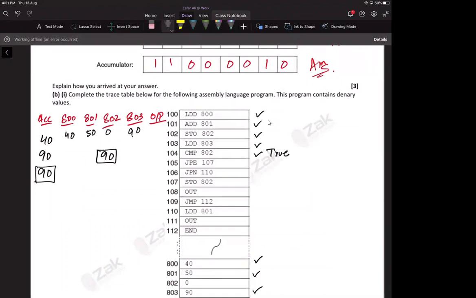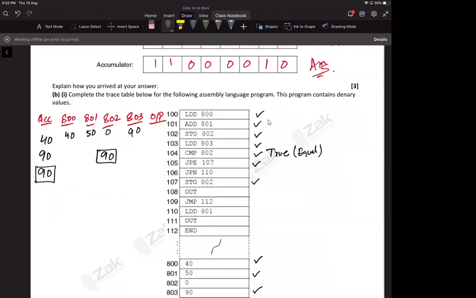Jump if equal. So since the comparison was true, means it was equal, so we will jump. Where we will jump? To 107 now. We will jump to 107 because the comparison was equal. So now we will leave 106 and we will jump to 107.